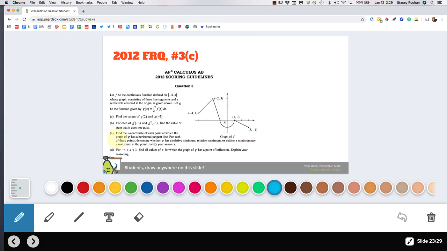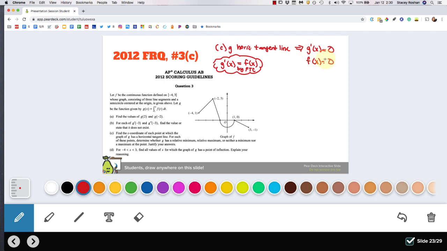Now let's try and tackle part C. Find the x-coordinate of each point at which the graph of g has a horizontal tangent line. So g has a horizontal tangent line. We want to be looking at where g prime equals 0, right? And what is g prime again? G prime is f of x by FTC. So g prime of x equals 0 is the same thing as where f of x is equal to 0. Where does that happen? That happens at -1 and at 1. So that's a good answer, and that's a good justification.